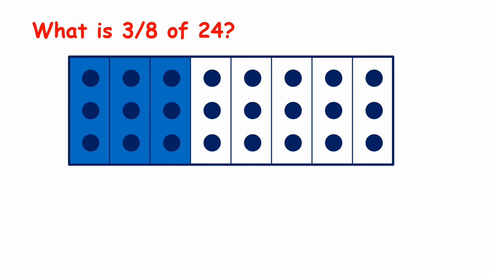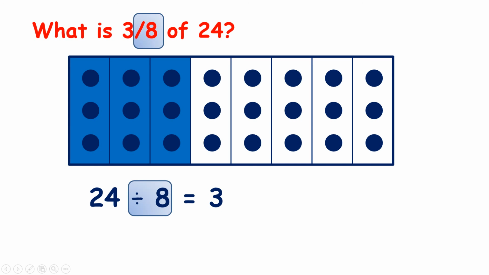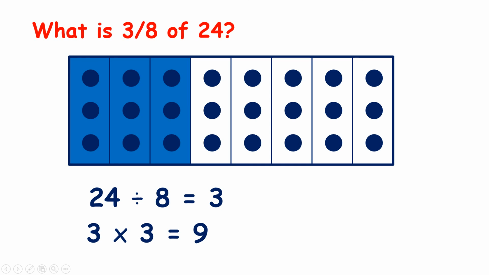What is 3/8 of 24? Well, if we divide by our denominator, 24 divided by 8 is 3, and then we take that answer, we take that 3, and we multiply it by our numerator, which in this case is also 3, to get our answer. So 3/8 of 24 is 9.